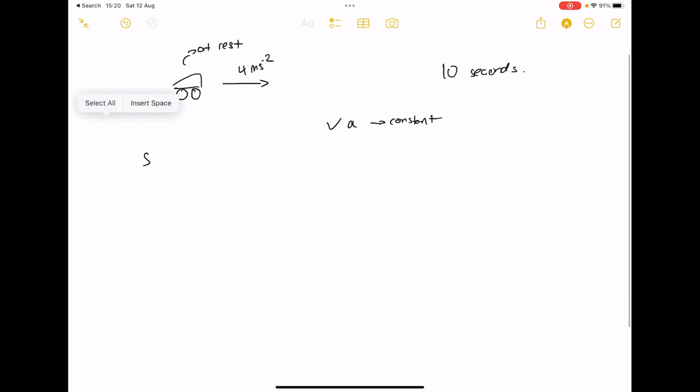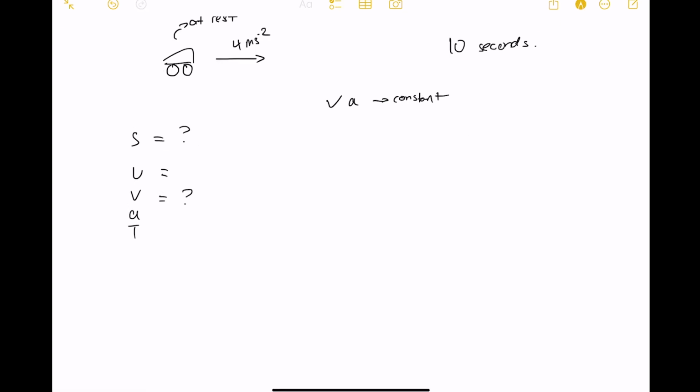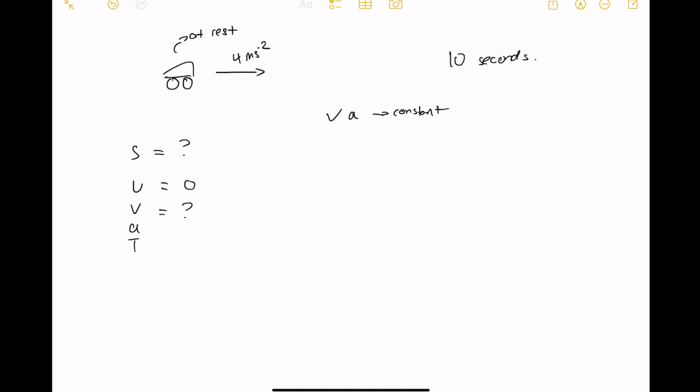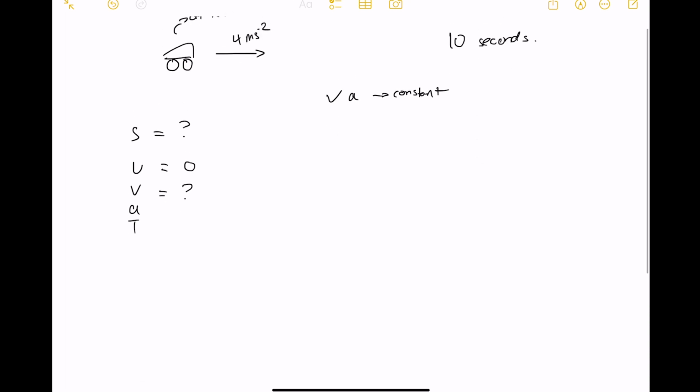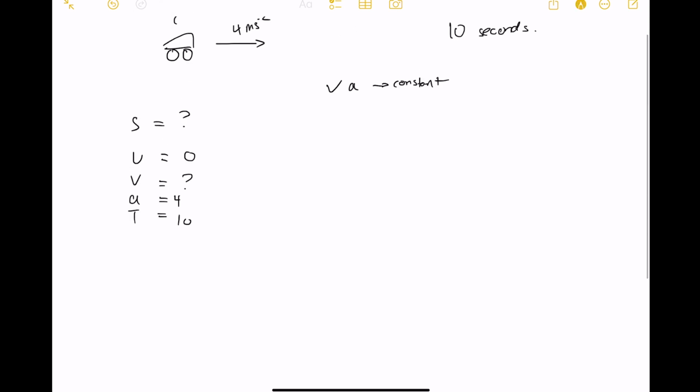We know that displacement is equal to S, and we're trying to find this. The way I approach every SUVAT question is firstly to write down all the variables we know or don't know. It's very easy with SUVAT. The variables are literally S-U-V-A-T. The final velocity, we do not know. The initial velocity here is 0, because it is given that the car starts at rest. That means it is not moving. Acceleration is given to be 4 and time is 10 seconds.